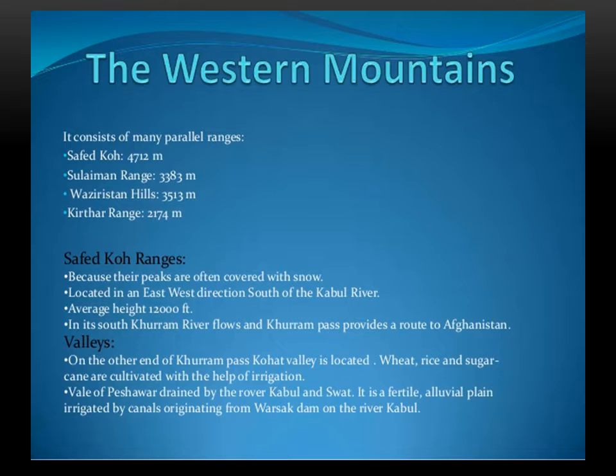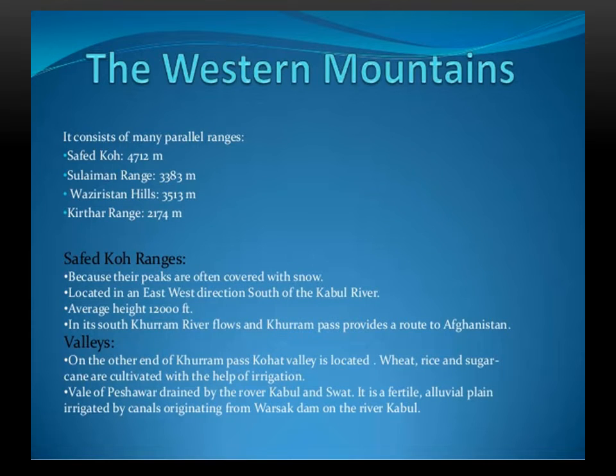The valleys of Safed Koh are the Kohat Valley, which is located at the other end of the Kuram Pass. It is dotted with springs and a number of limestone ridges. With the help of irrigation, the valley is farmed. Wheat, rice, and sugarcane are cultivated here. Another valley in this region is the Vale of Peshawar, which means the Peshawar Valley, and it is drained by the rivers Kabul and Swat. It is a fertile alluvial plain irrigated by canals originating from the Warsak Dam on the river Kabul.